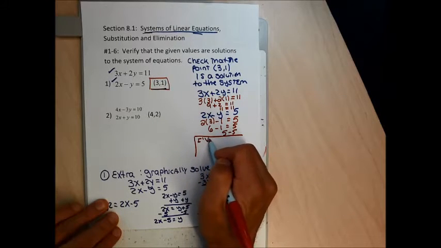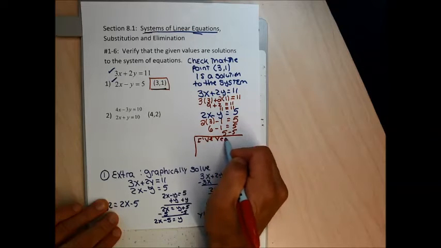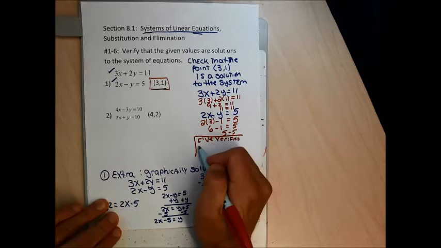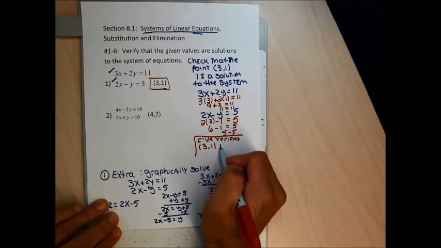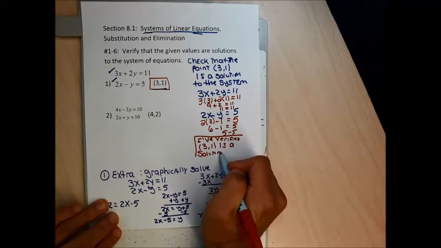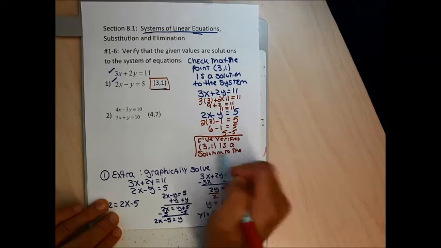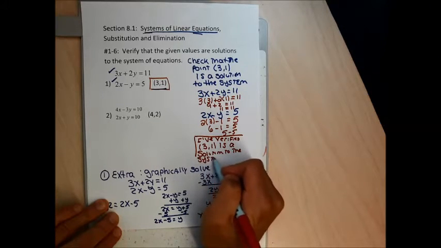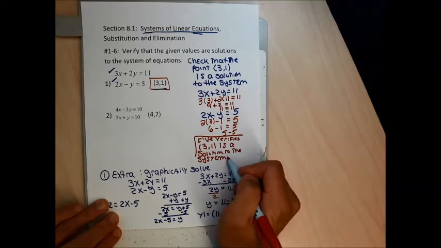I've verified that 3, 1 is a solution to the system of equations. How did I verify it? I plugged it in, and it worked in both equations.